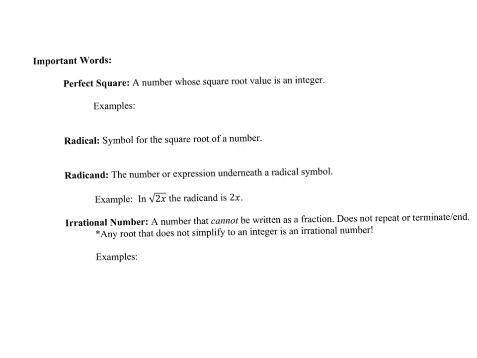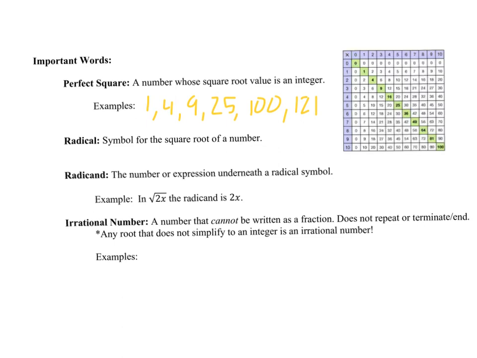So to summarize, our perfect squares are numbers whose square root values are integers. So we have 1, 4, 9, 25. We could jump up to 100, 121, etc. If you picture your multiplication chart, it's these green numbers that are going diagonally down the middle. The radical is the symbol for the square root, and the radicand is what's inside that radical symbol. And finally, irrational numbers are numbers that cannot be written as a fraction, do not repeat or terminate. Anytime we're taking a square root that does not simplify to an integer, it's an irrational number.